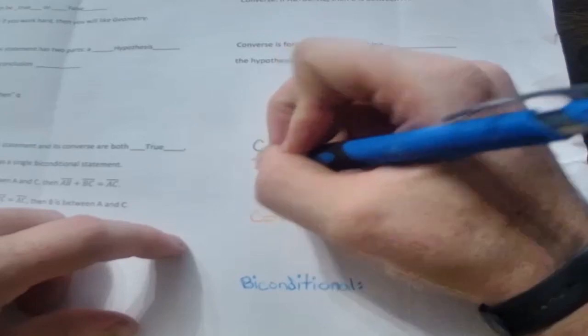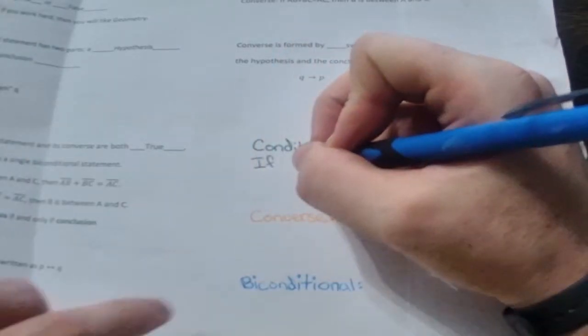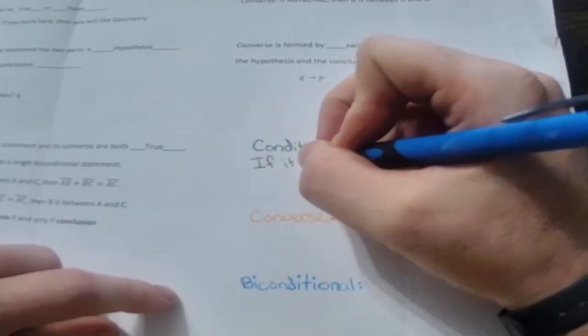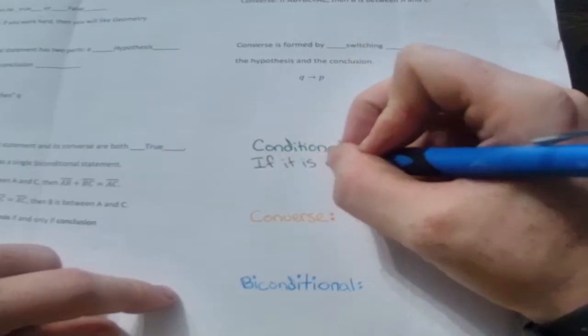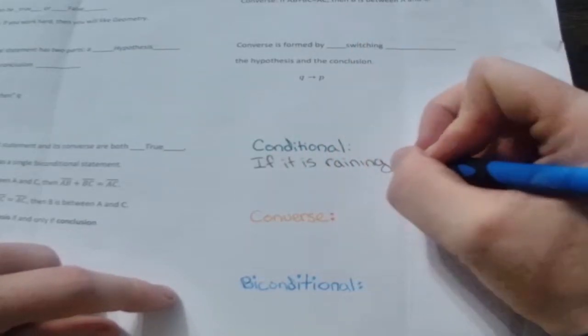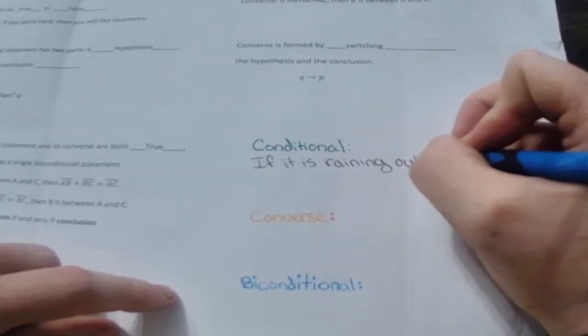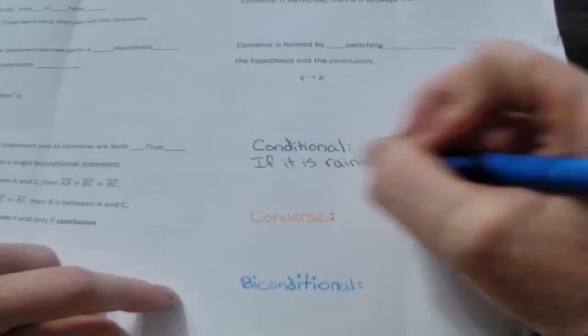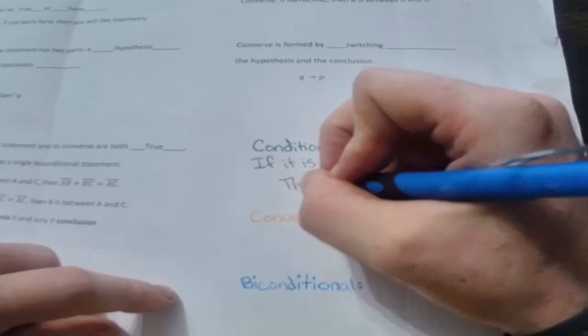We are getting to the examples. First thing is conditional, the first one we went over. I'm going to give you an if-then statement. If it is raining outside, then I will need an umbrella.